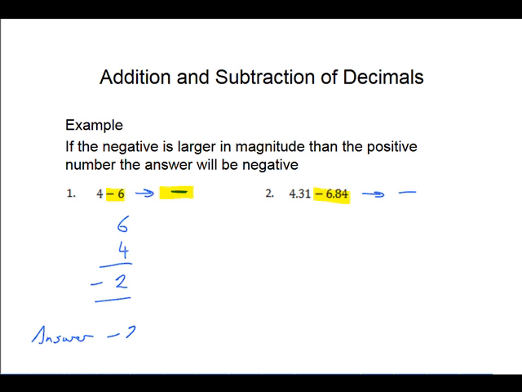With the second one, we know the answer is going to be negative. So we write the number that is bigger by magnitude on the top, and we subtract the number smaller by magnitude on the bottom. But because we know the answer is negative, we stick a negative sign out the front once we do that. So it's a process. In some ways it doesn't make a lot of logical sense, but it works.